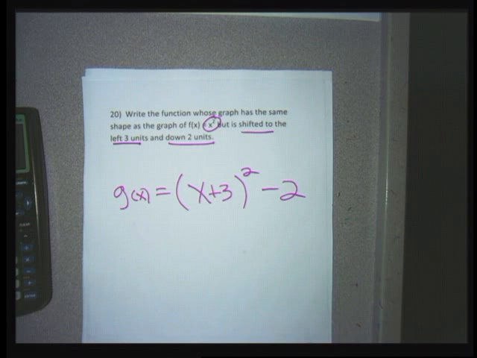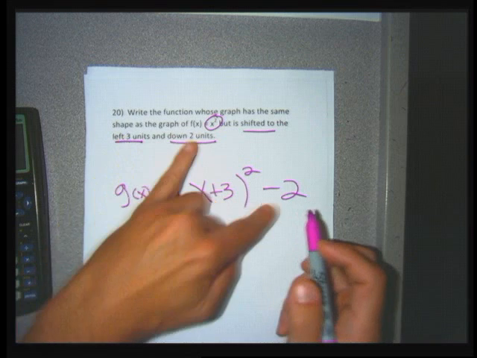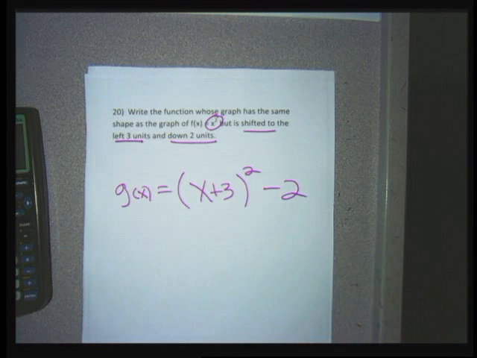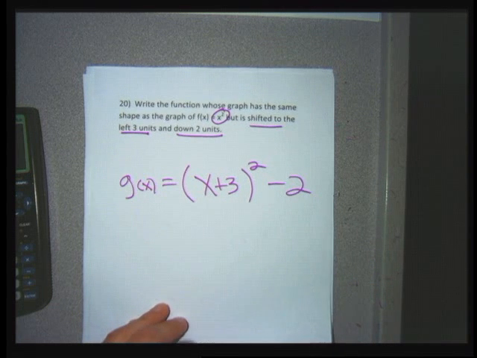So I can see both things here. The plus 3 inside the parentheses is going to move it left 3. The minus 2 after the function moves it down 2. There's no algebra to do. This is just understanding how to make an equation that has the moves that we're looking for.